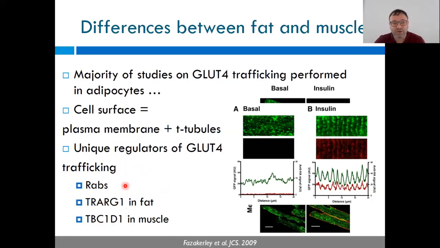And in addition, there are specific proteins that are localized to the GSV compartment, namely TRAG1, which is an adipose-specific protein that we're particularly interested in at the moment, or this other RAB GAP, TBC1D1, that's specifically localized to GSVs in muscle. So clearly there's a need to try and understand muscle, although many of the features of insulin-stimulated glucose transport are likely similar between adipose tissue or adipocytes and muscle cells, there are clearly some key differences.